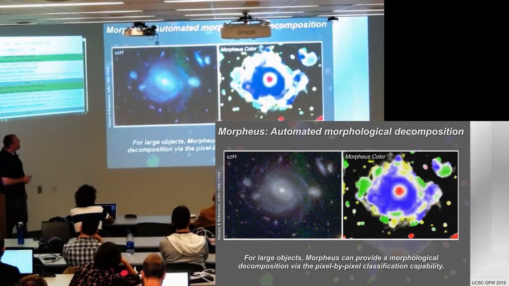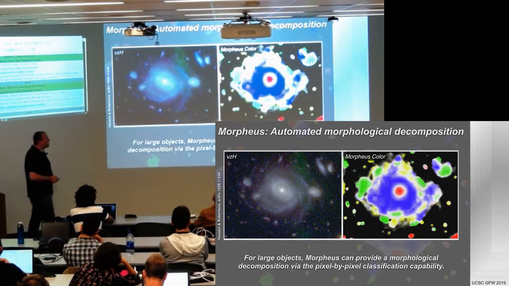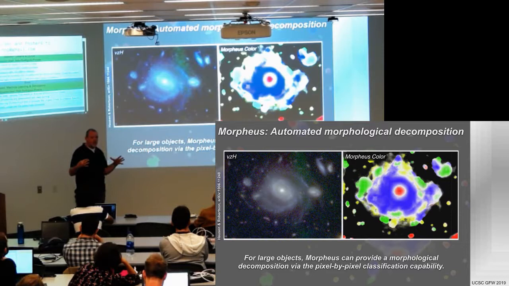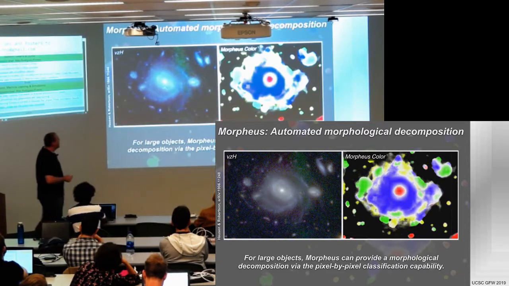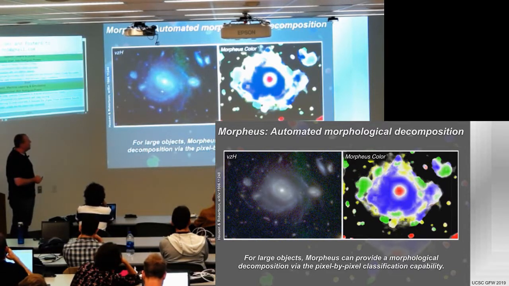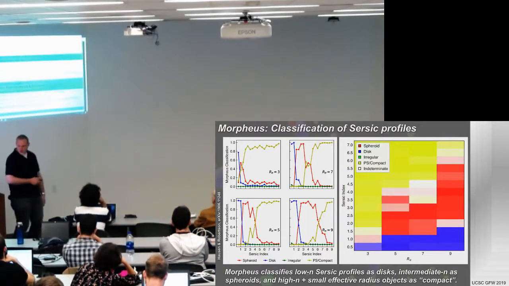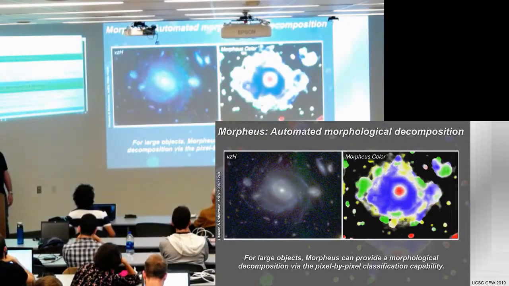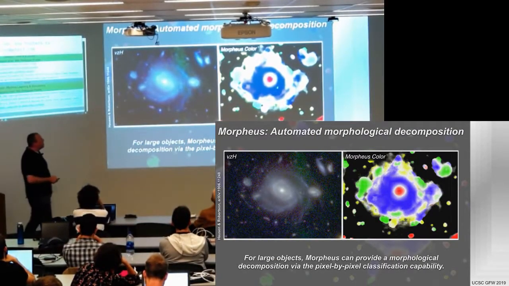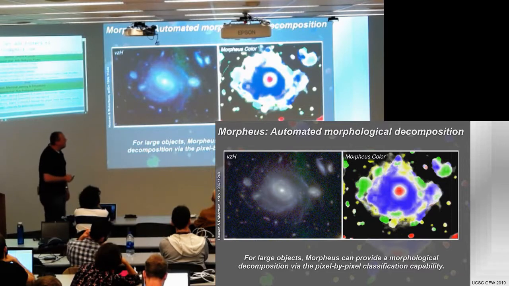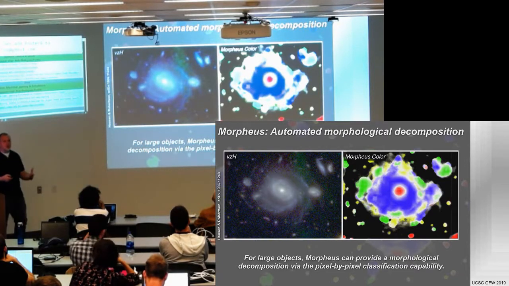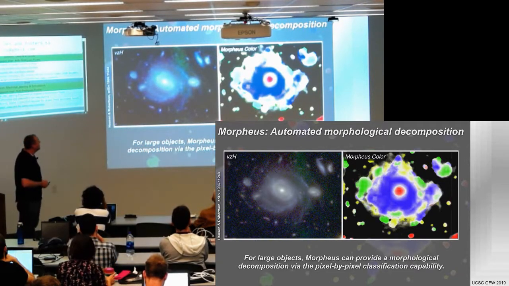One of the interesting things you can do is automated morphological decomposition. So if you have a large galaxy that has a complicated morphological structure, like this disk has a bulge, often Morpheus will tell you, hey, there's a bulge there. There's a spheroidal subset of that galaxy. I'm not sure what's happened here. Okay, so this is a way of doing an automated morphological decomposition. It doesn't work for all galaxies, but it works for large ones.